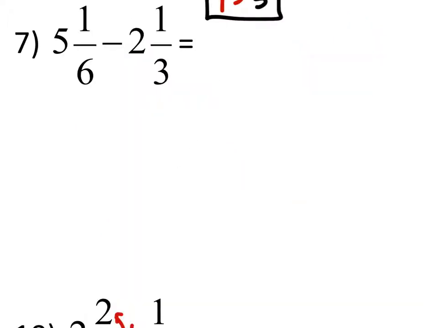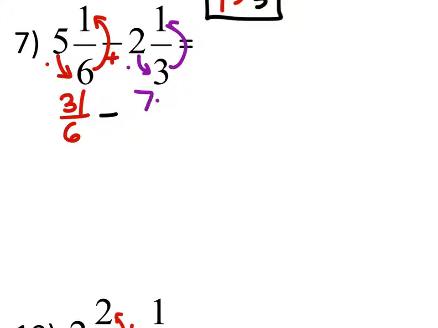All right, 7. Again, mixed numbers, we'll change to improper fractions. Multiply and add. 5 times 6 is 30, plus 1, 31 sixths. Minus 2 1/3. So 2 times 3 is 6, plus 1, 7/3. Now we could multiply again the 6 and the 3 together, but I know right here if I multiply the 3 by 2, I'll get the 6. So I can multiply the 7 by 2 as well. So that gives us 14 sixths and 31 sixths.